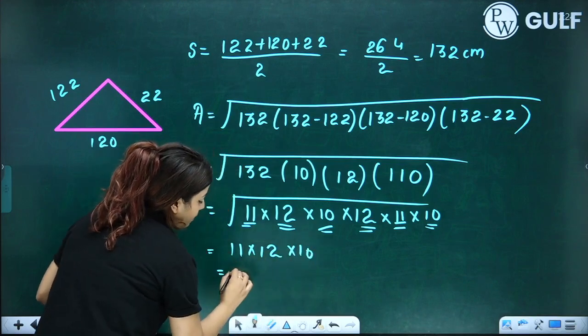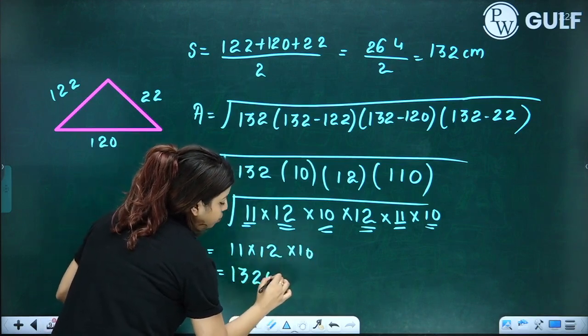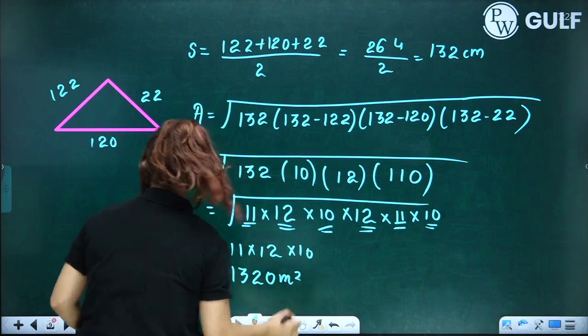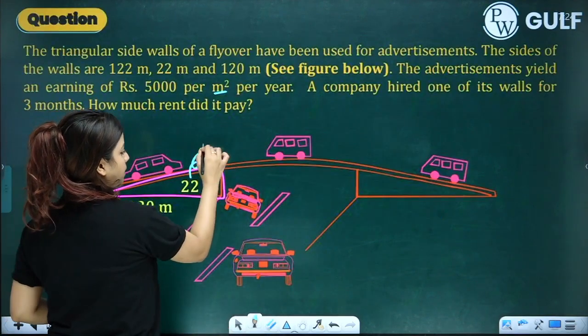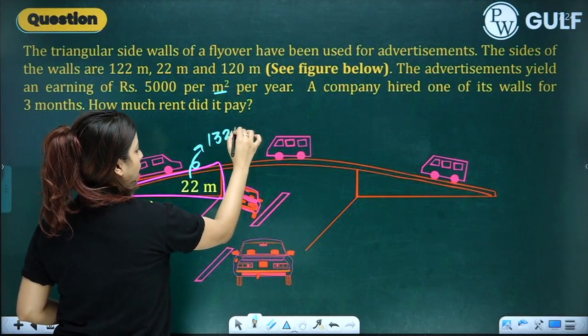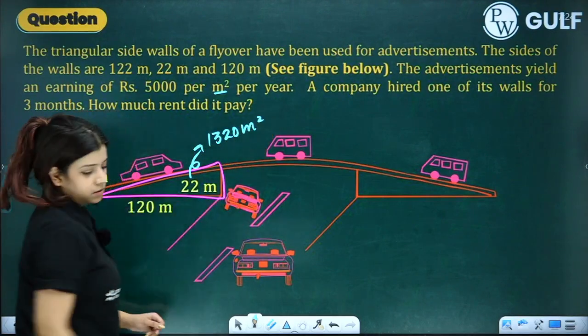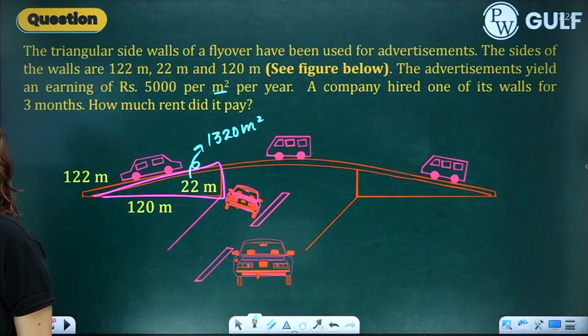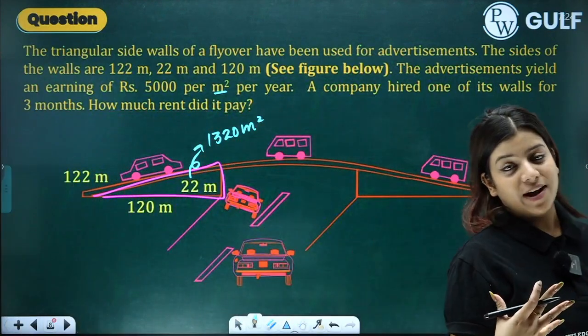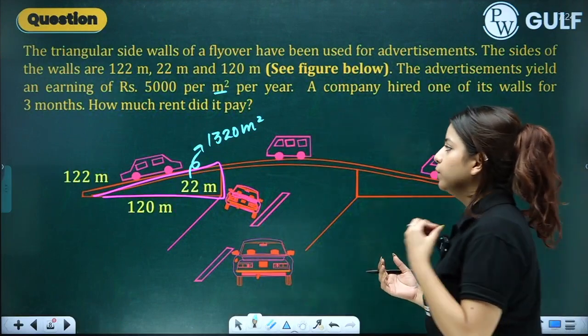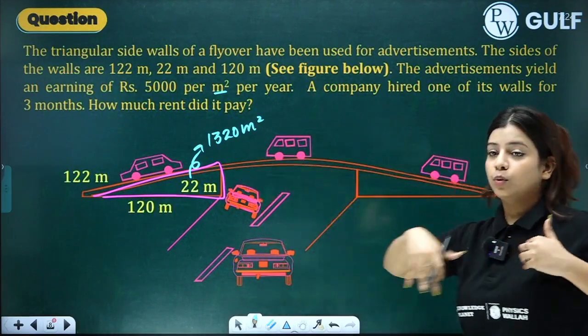So 11 into 12 is 132, and 1320 meter square will be the area of this particular triangle. That is 1320 meter square. Now the next part that we have to find out is simply what is the total amount spent, right?